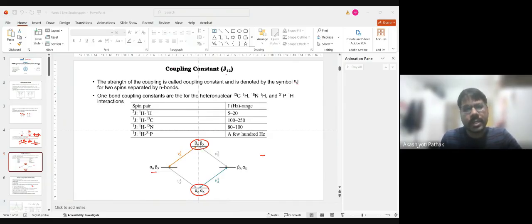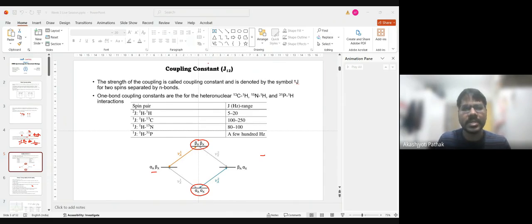So if you draw the structure of this molecule, here you can see that there are three protons, A, B, and C. Since there are three protons, this proton is in a different chemical environment, this proton is in a different chemical environment, and this proton is in a different chemical environment.